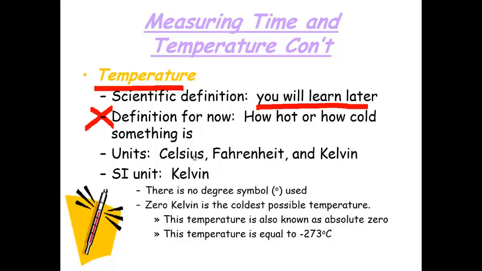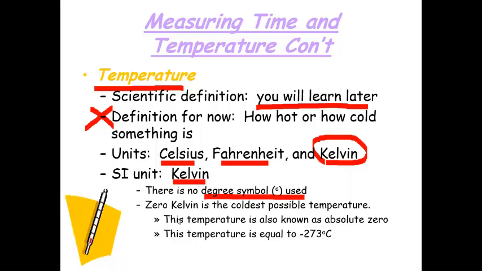So units of temperature: Celsius, Fahrenheit, Kelvin. Kelvin, of course, is the SI unit. Of course, we don't use the degree symbol with Kelvin. 0 Kelvin is the coldest possible temperature that you can possibly get to. It's known as absolute zero. That's the point at which particles cease to move. There's no volume. There's no movement within the particles themselves. It's equivalent to negative 273 degrees Celsius. So we've never been able to obtain absolute zero. We've been able to get pretty darn close, but it's never been achieved.